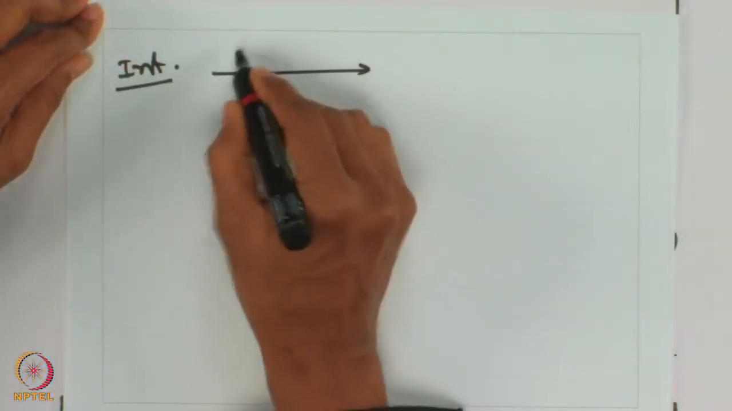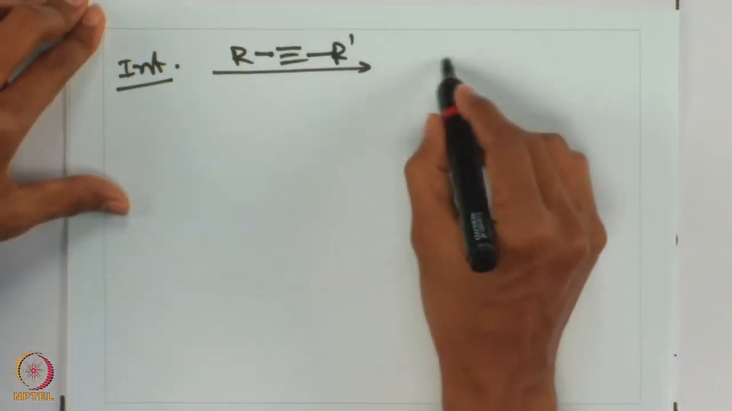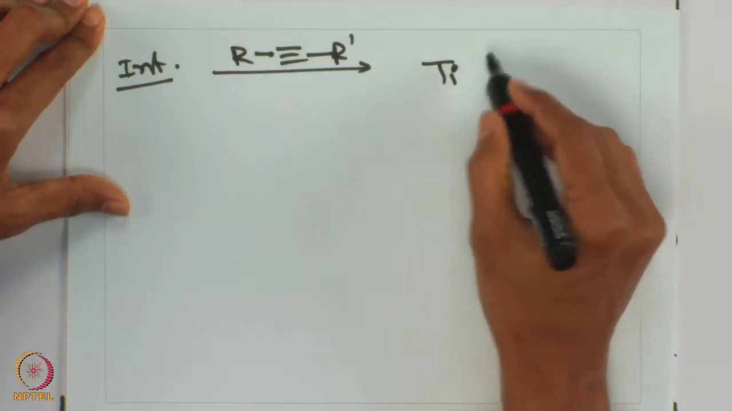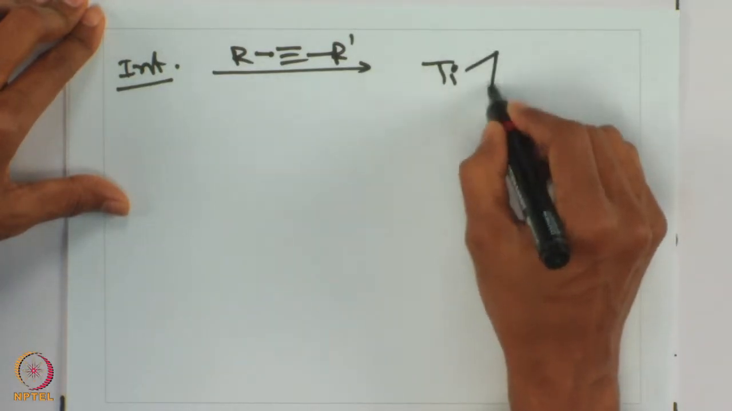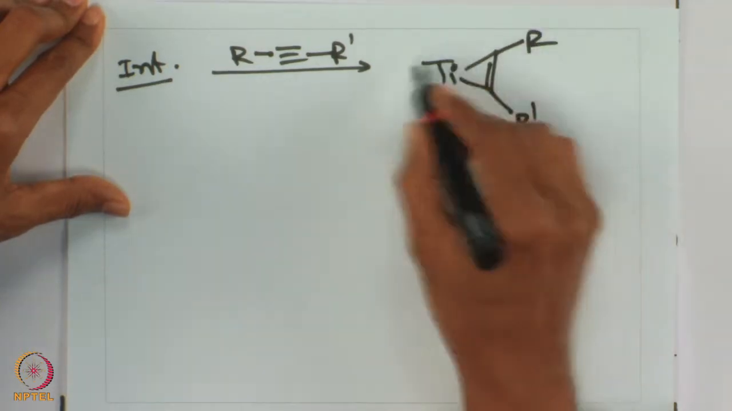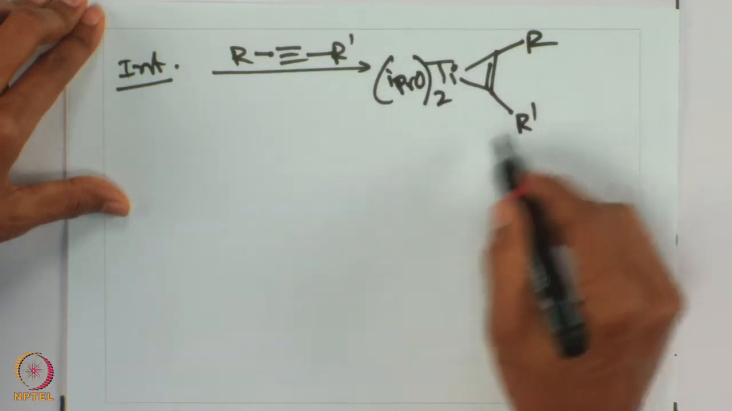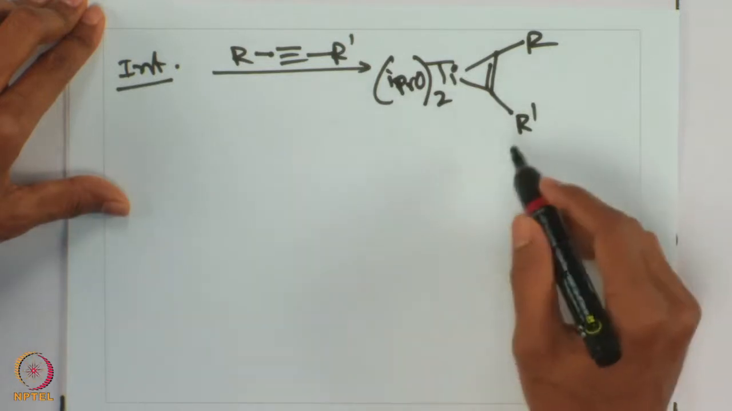So, we are taking that intermediate, if you remember, that was having the propene associated with titanium with 2 diisopropyl oxide. Let us say we take that intermediate and react with another alkyne, for example R prime, this alkyne. Overall then, what we will get is that the olefin will go out and this 3 membered titanium intermediate will be formed, and this will then be reactive towards a number of species that we will be seeing.